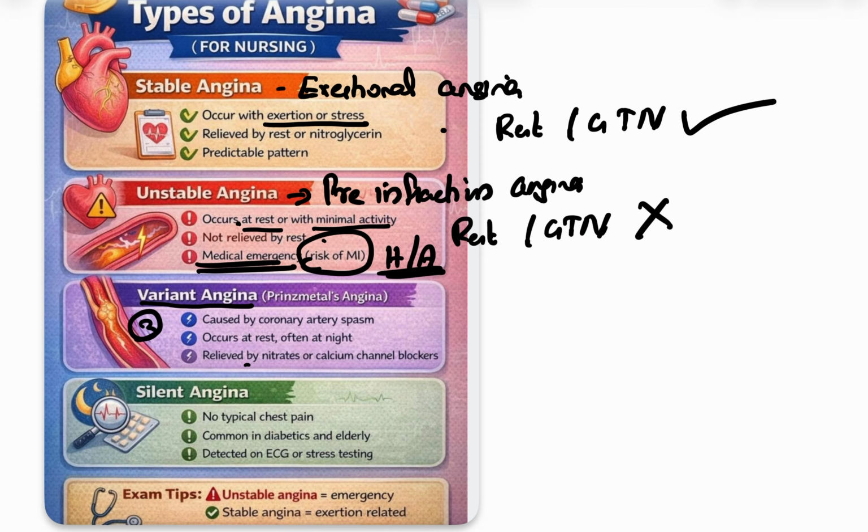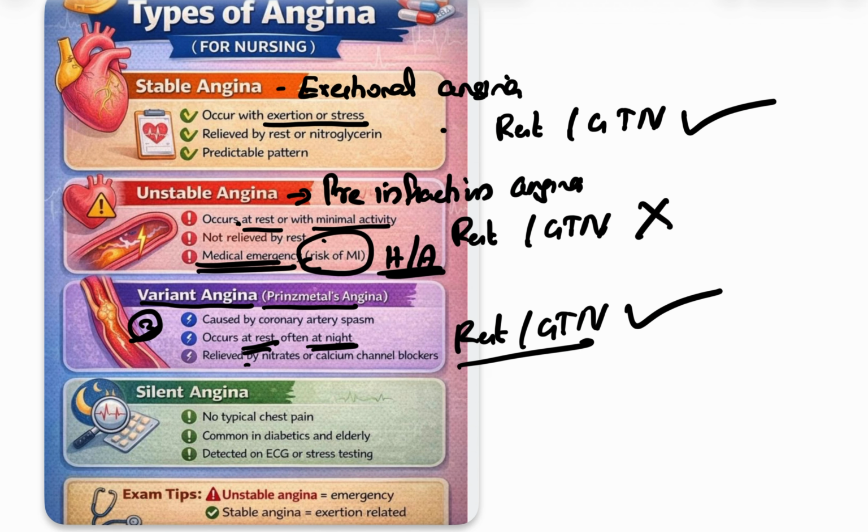Okay, and then we studied variant angina, or Prinzmetal angina. This often occurs for a patient at night time, and it occurs at rest. Even if the patient is at rest, the patient can have variant angina, and this is relieved by rest and GTN. The nitroglycerin and the rest will help the patient in variant angina and stable angina, but not in the case of unstable angina, and that's why unstable angina is a medical emergency.